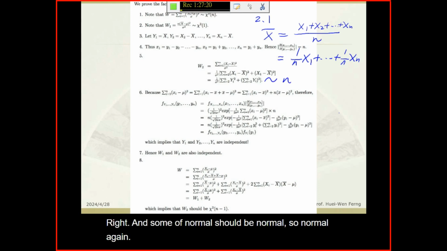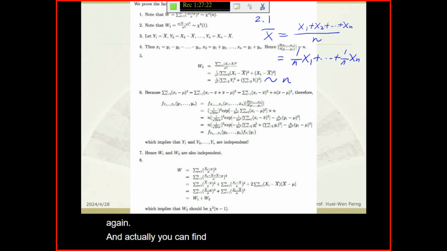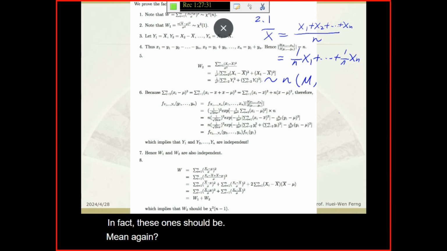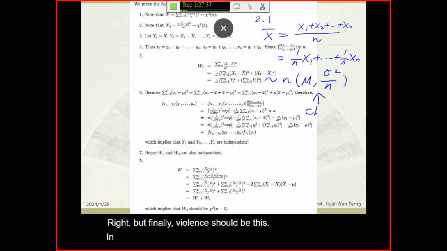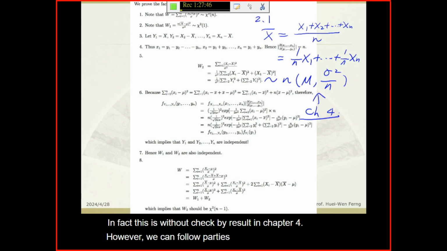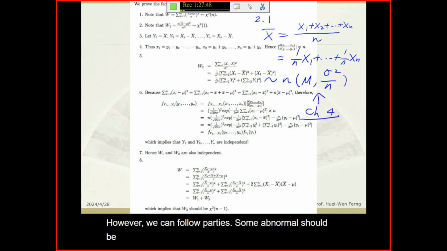And actually you can find that property. In fact, this one should be mean again, right? But finally, variance should be this. In fact, this is checked by results in chapter 4. However, we can follow the property: sum of normal should be normal. As for the parameters, that's okay. Find the mean and find the variance.